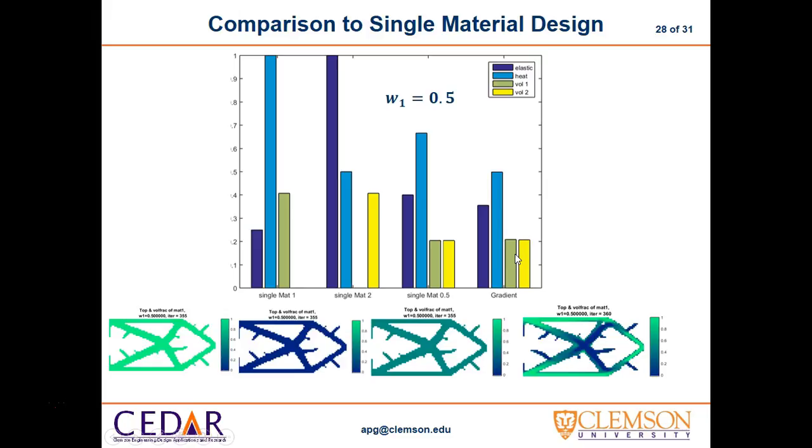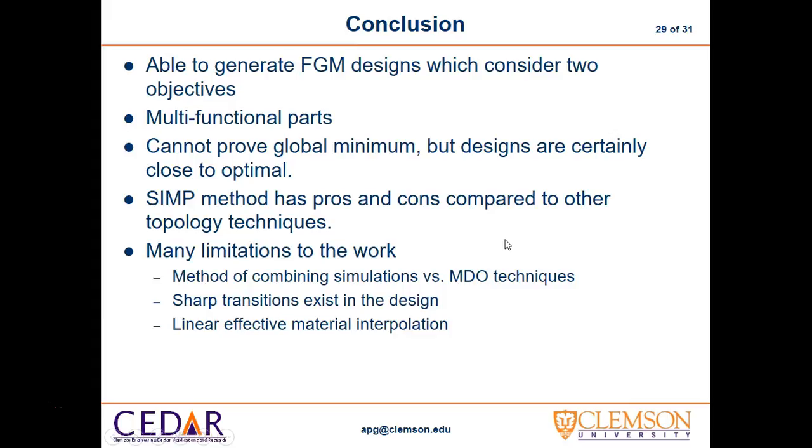So by using the same amount of both materials, I'm able to better achieve my objectives by designing a gradient material part, which is really exciting because that was the proposed benefit of gradient materials from the very beginning, that we could better achieve multiple objectives. It turns out there's a 20% improvement from design 3 to design 4, and that's huge. That's a lot. So in conclusion, we were able to generate functionally gradient material designs which consider 2 objectives and have an optimal topology. The ultimate goal of this is to make multifunctional parts.